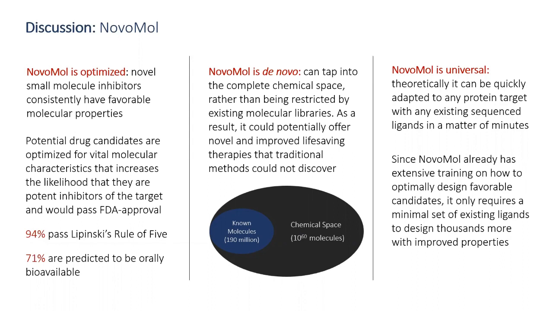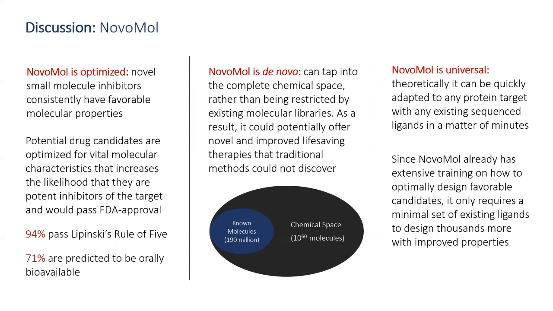Second, NovoMol is de novo, meaning it can tap into the complete chemical space rather than being restricted to existing molecular libraries. To put that into perspective, if the Earth represented the complete chemical space, we've only discovered a singular atom's worth of molecules. As a result, NovoMol being able to tap into the complete chemical space could allow it to identify novel and improved therapies that traditional methods could not discover.